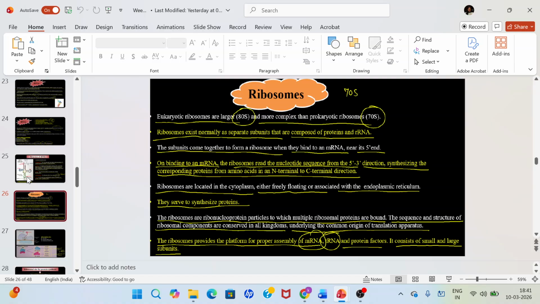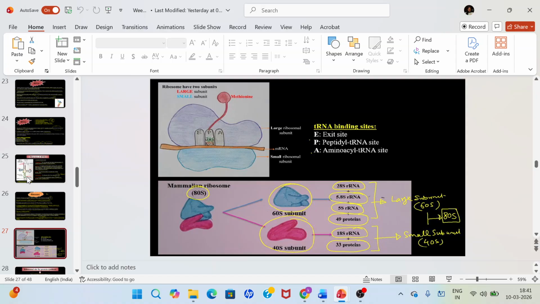Underlying the common origin of translational apparatus, the ribosome provides the platform for proper assembly of mRNA, tRNA, and protein factors. It consists of small and large subunits. So tRNA binding sites are the E site, P site, and A site.